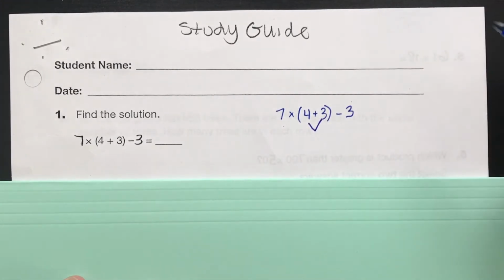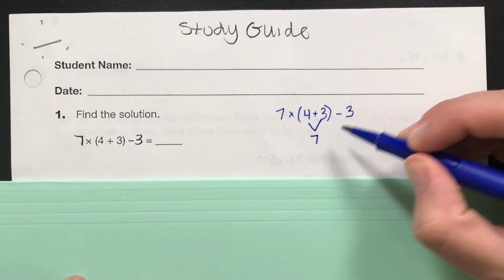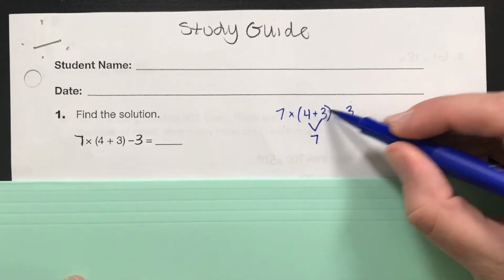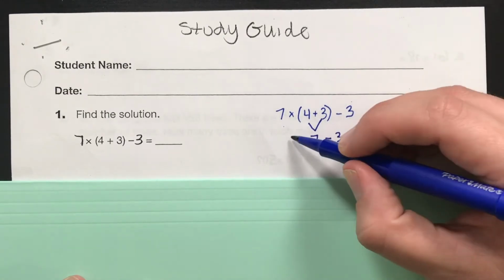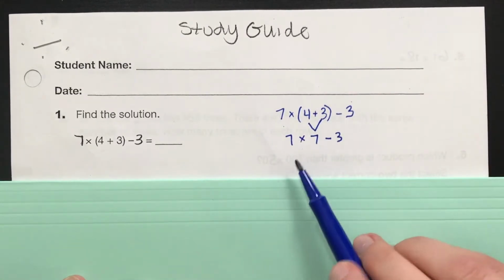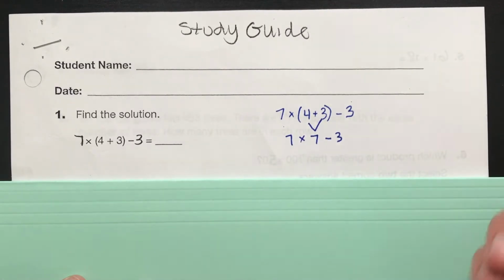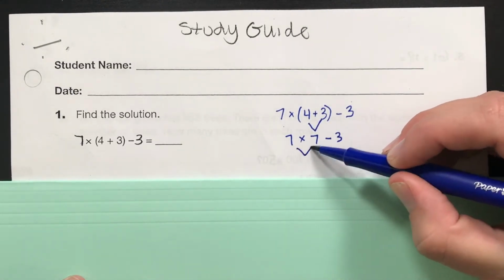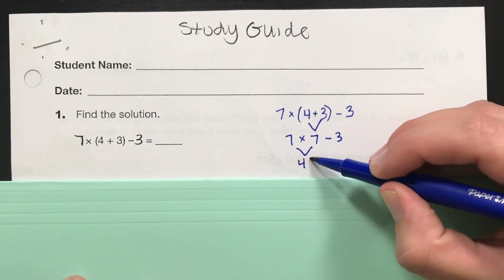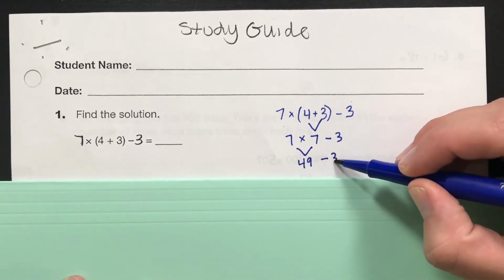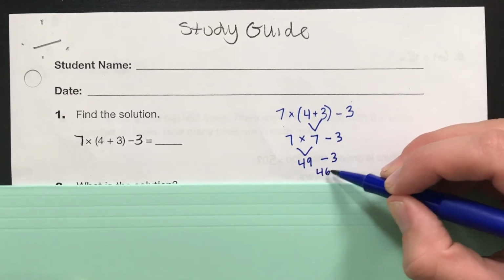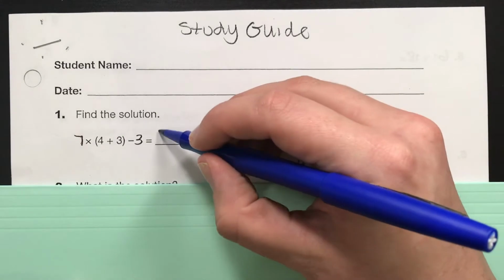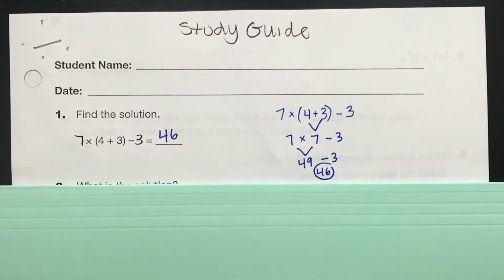So I'm going to do my little upside down triangle. 4 plus 3 is 7. And since I solved what was inside the parentheses, I don't actually need to bring the parentheses down, so I'm just going to bring down the rest of the problem. And here I have multiplication and subtraction, so I know I have to do multiplication before I do subtraction, and 7 times 7 is 49. I bring down the minus 3, and 49 minus 3 is 46. So my answer is 46.